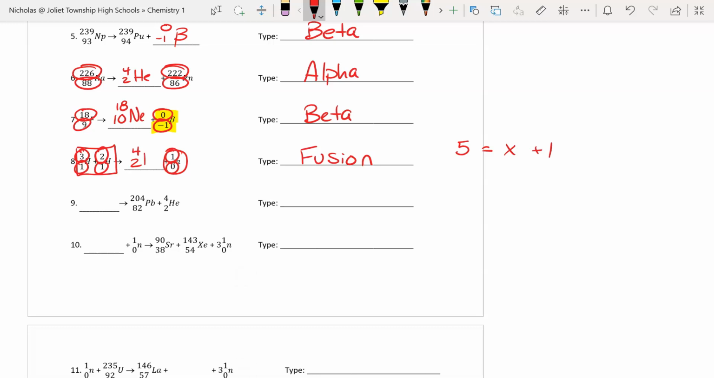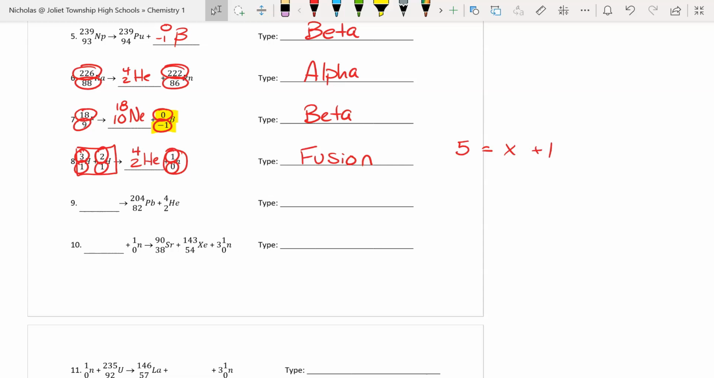So this one's kind of confusing because you see the helium here, which sometimes is indicative of alpha decay. But in this case, because we see that we have 2 smaller atoms on the left side, and they're being combined, in this case, it's fusion. So that was kind of a tricky question there.